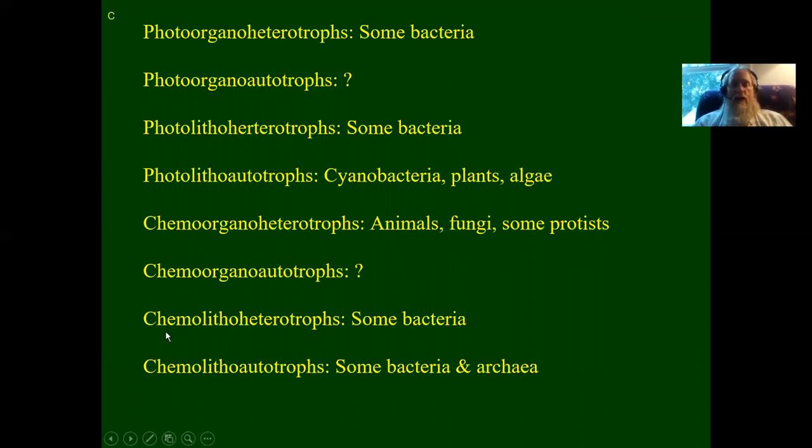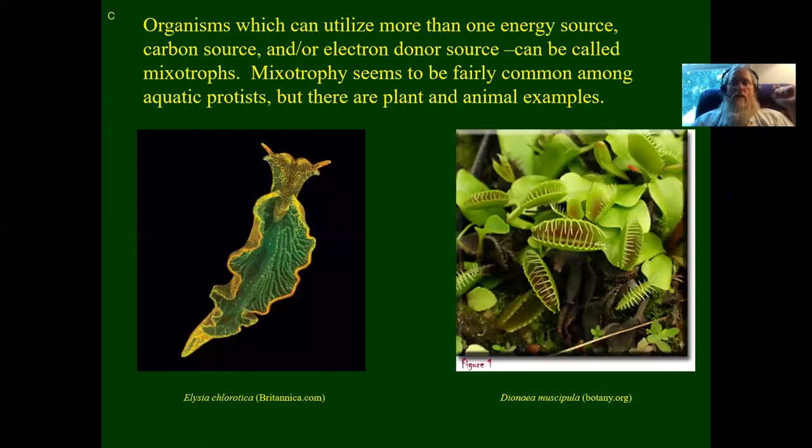Some bacteria fall into chemolithoheterotrophs, and some bacteria, along with archaea, the other big domain besides bacteria and eukaryotes, are chemolithoautotrophs. So the point is really that there's a wide variety in how you can do your metabolism, with lots of different aspects to it. However, I've got one more thing before we get to that next one.